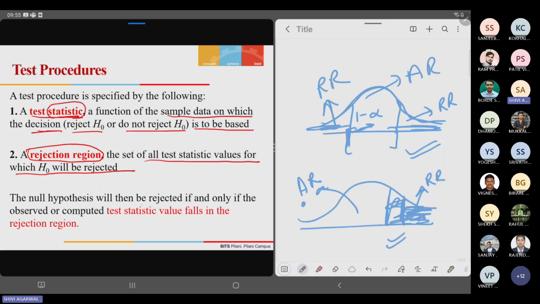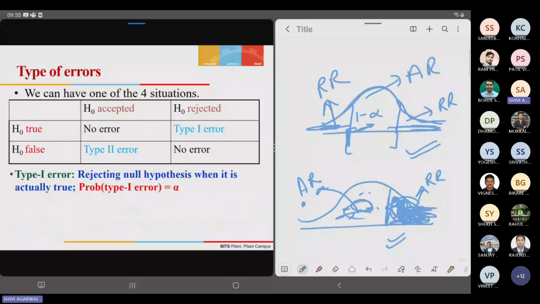So the null hypothesis will be rejected if and only if the observed or computed test statistic value falls in the rejection region. So we calculate the test statistic, and if it falls in this particular region, the rejection region, then we can say H0 is rejected. That is the conclusion. Otherwise, if it is in this region, specifically the AR region, we say that we fail to reject H0 here.